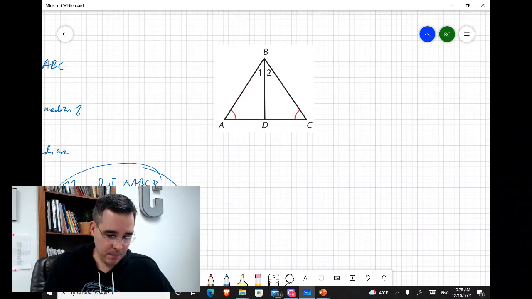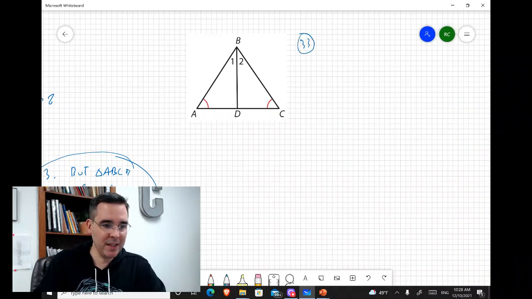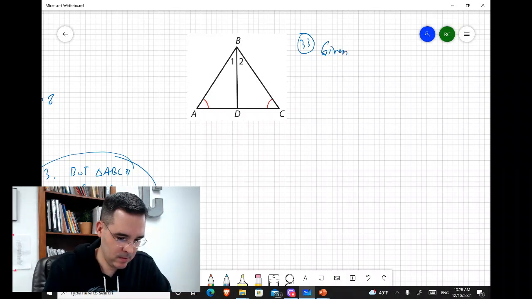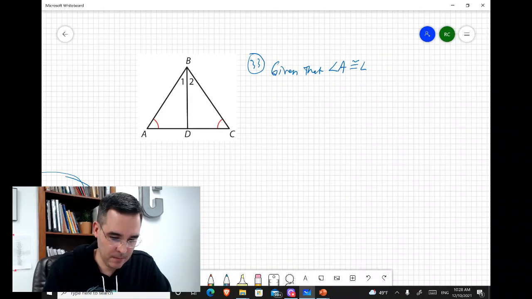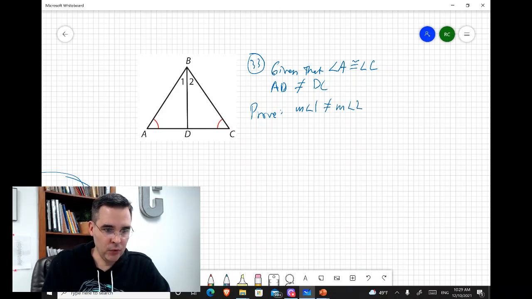Now, we'll use 33 as our last example here. We're given that angle A is congruent to angle C, and AD, I have a length, not a segment, length AD is not equal to length DC. So I have to prove that the measure of angle 1 is not equal to the measure of angle 2.